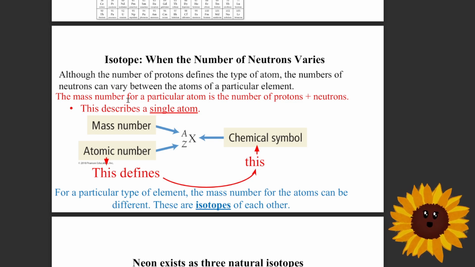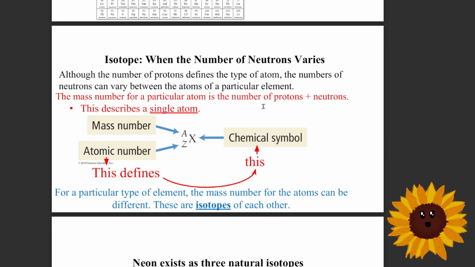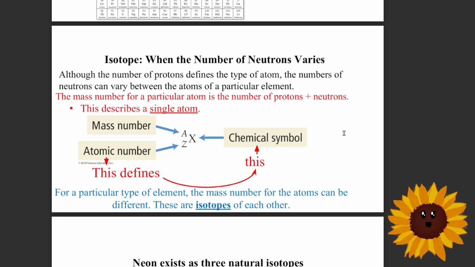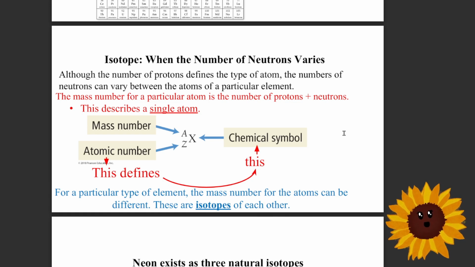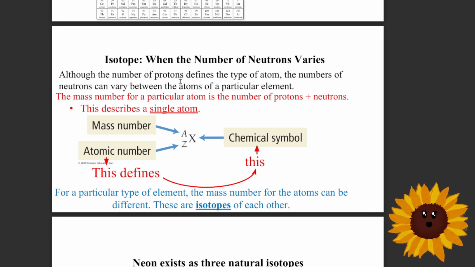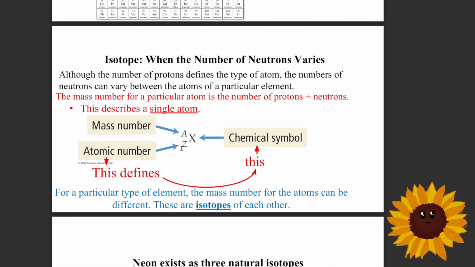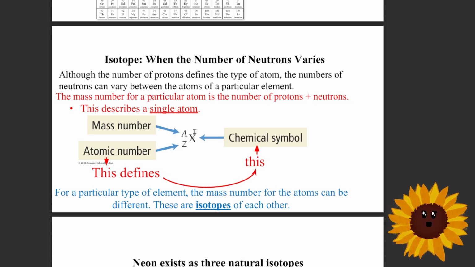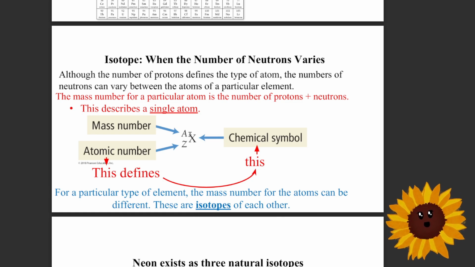The mass number for a particular atom is the number of protons plus neutrons. This describes a single atom. Remember, it's in red. Red means it's important, so make sure you're keeping track of this. Isotopes are talked about a lot, and you can actually make isotopes, especially in the lab. So here we have an atom that's written this way. The chemical symbol is X, so this chemical symbol could be C for carbon or O for oxygen. That's just what the X is a stand-in for.